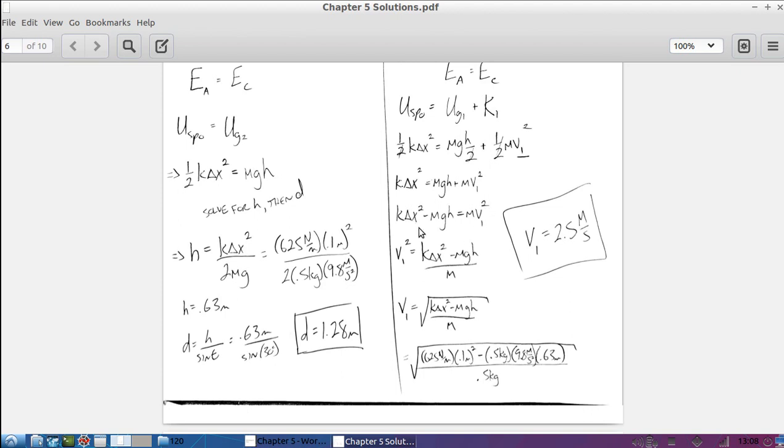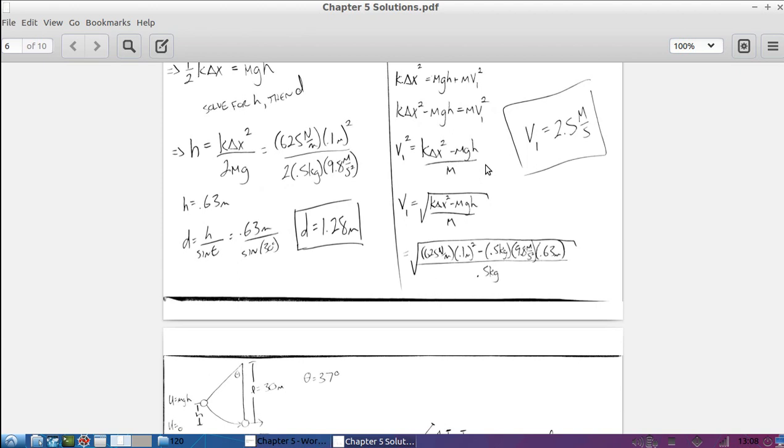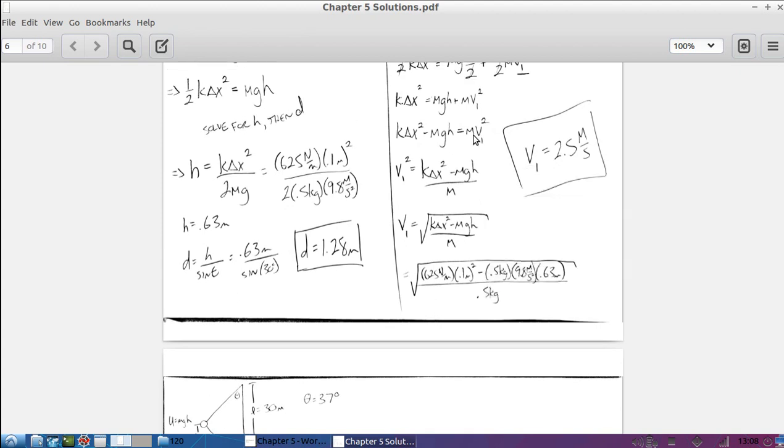Alright. Not every term has a mass, right? Masses have canceled before, but when you're dealing with a spring, you could have a spring potential term that doesn't have a mass in it, so it doesn't cancel out. So just watch out for that. I'm going to divide both sides by m, so I get this expression here for v1 squared. Take the square root of both sides. I get my expression for v1.